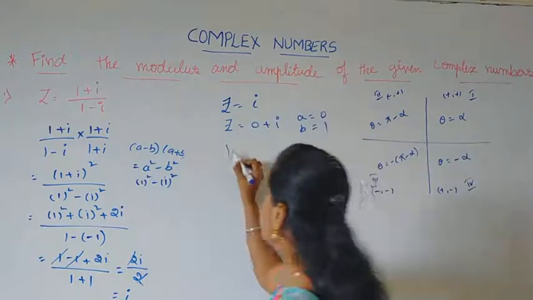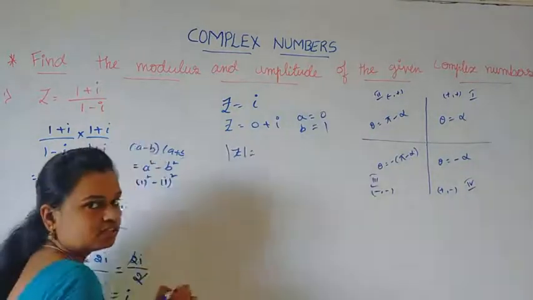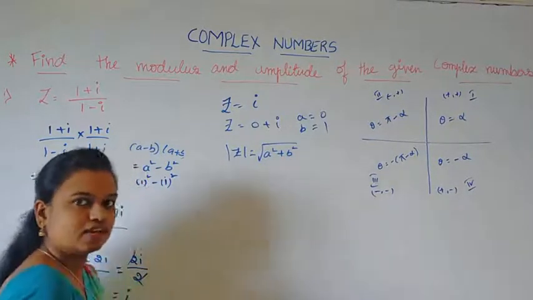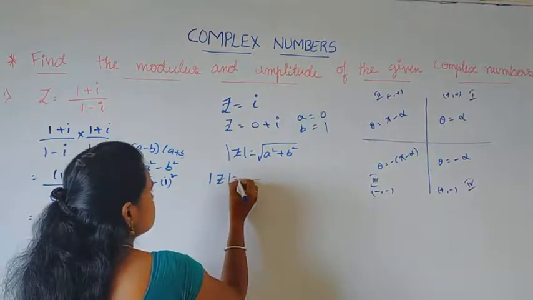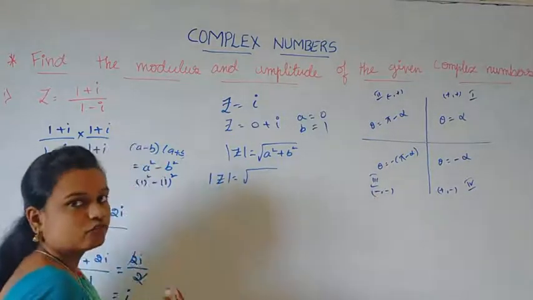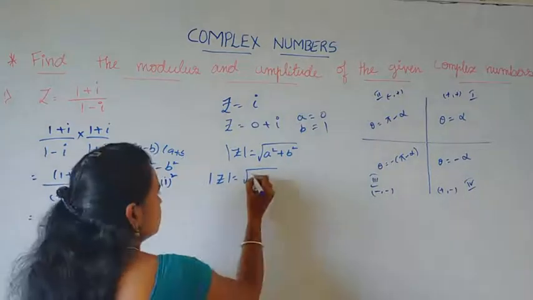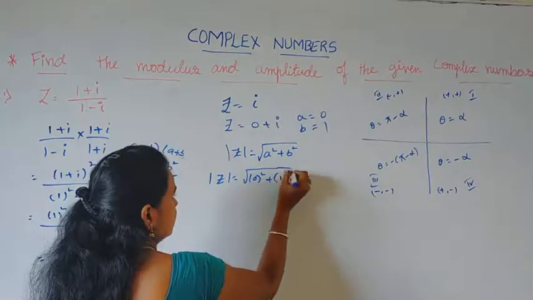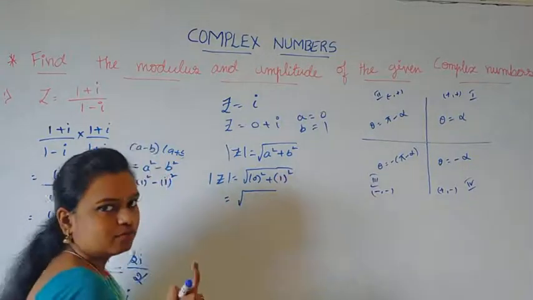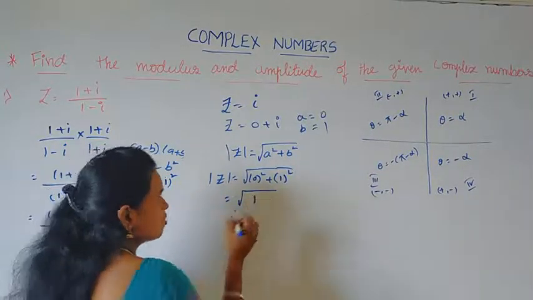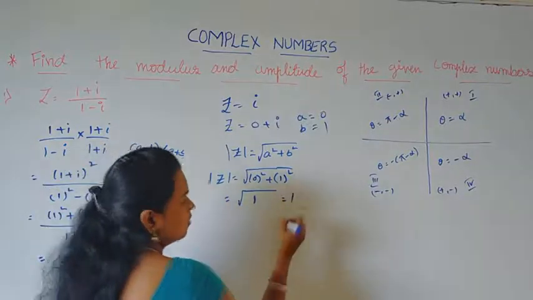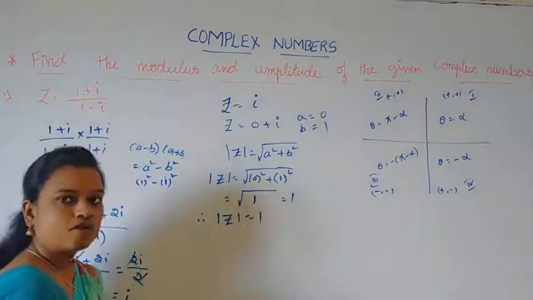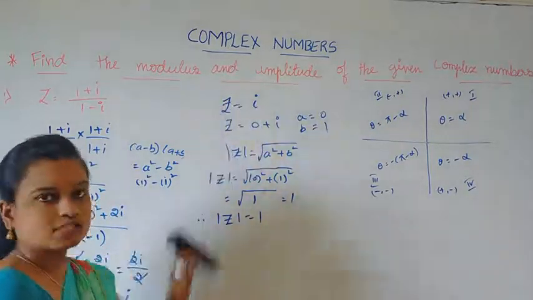Then find the modulus, that is mod z is equal to what? Square root of a square plus b square, right? So mod z is equal to square root of a square, a is 0, 0 square plus b square, b square is 1 square. So 0 square means 0, 1 square means 1. Root 1 is nothing but 1 only. Therefore mod z is equal to 1. This is the modulus for this complex number.